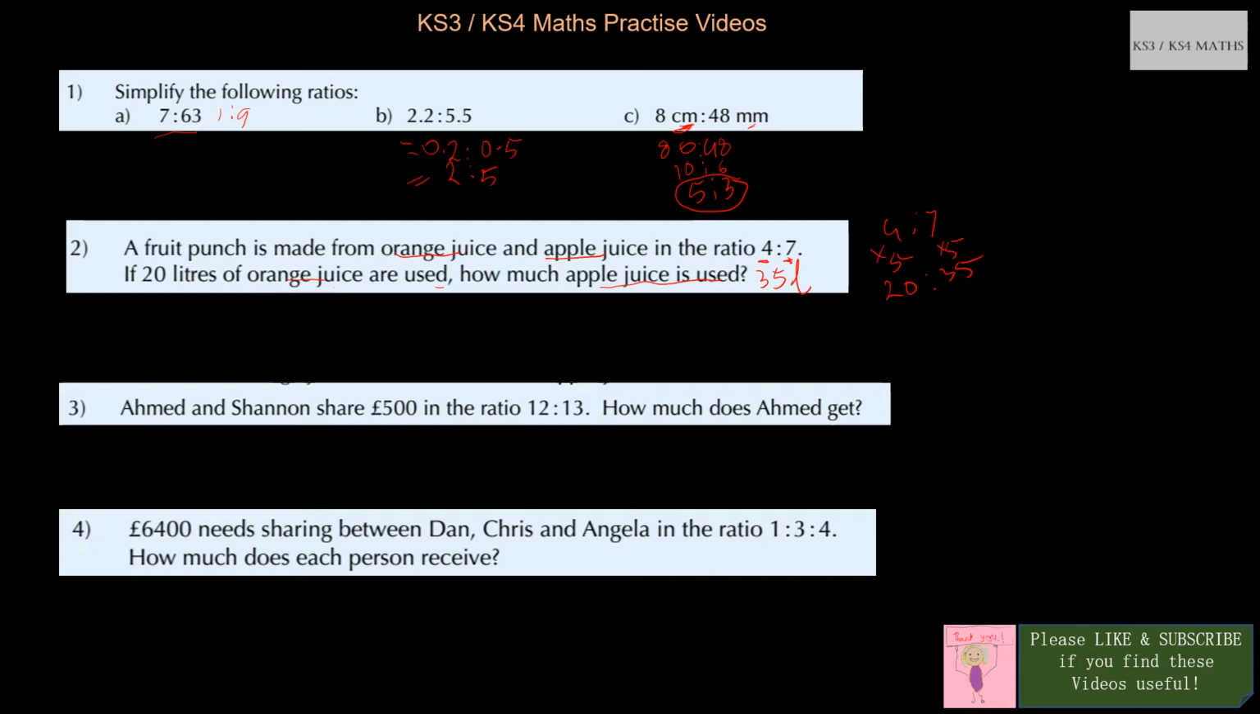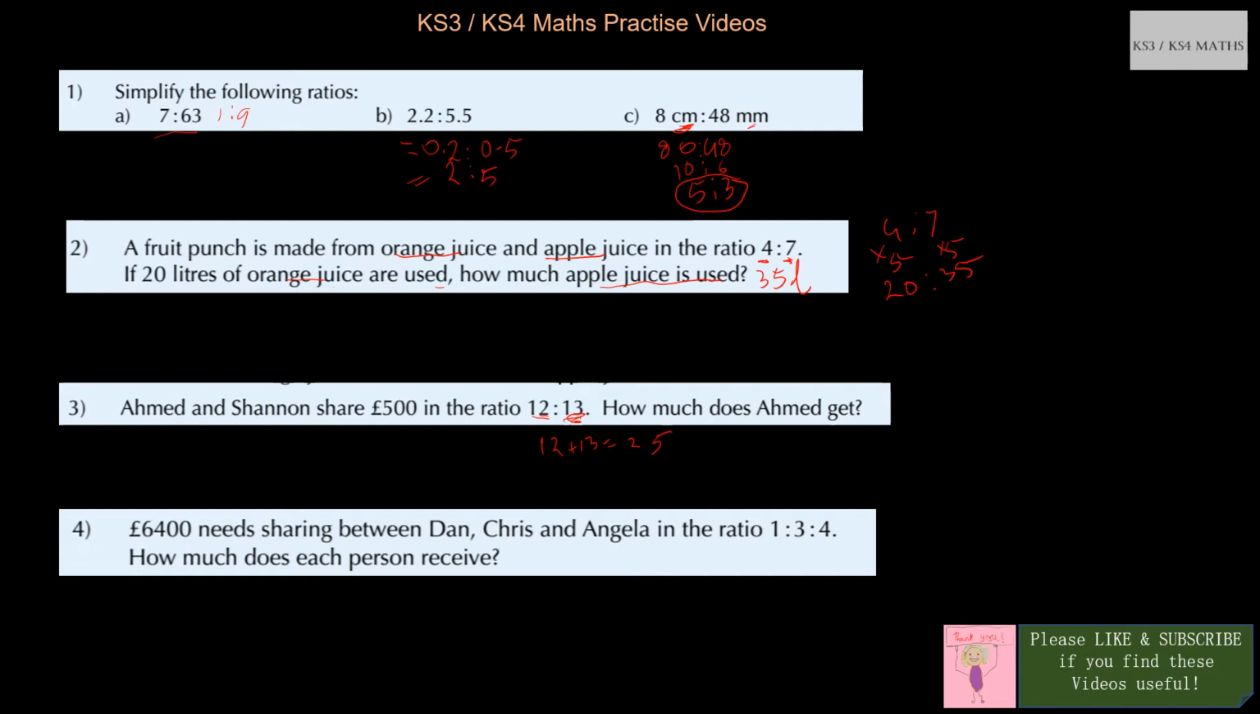Next one, Ahmed and Shannon share 500 pounds in the ratio 12 is to 13. How much does Ahmed get? So it is 500 pounds shared in the ratio 12 is to 13. If you do the total of these two ratios, that is 12 plus 13, you will get 25.